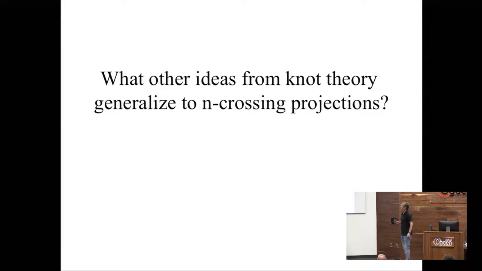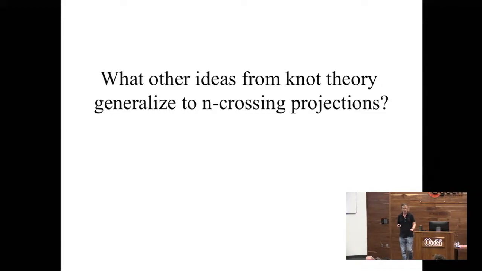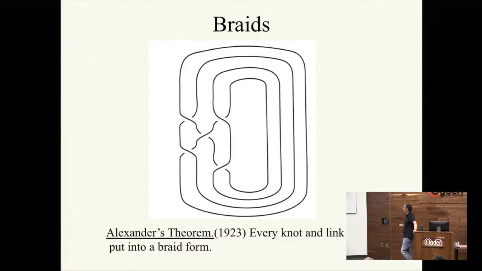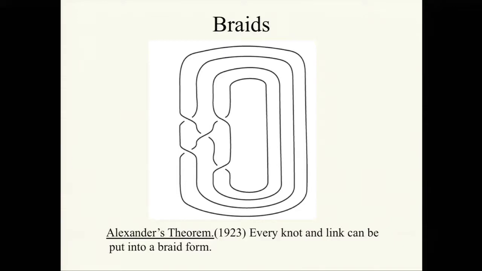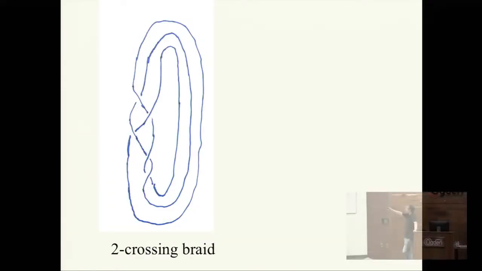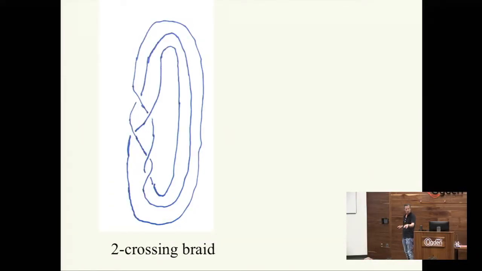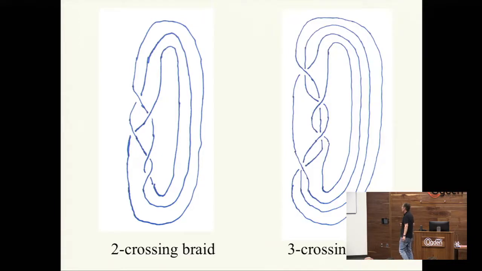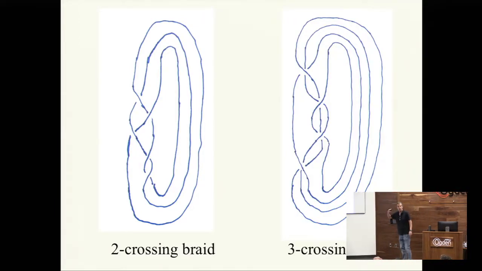What other ideas from knot theory generalize to these n-crossing projections? So here's one, braids. As I mentioned before, Alexander's theorem says every knot or link can be put into a braid form. And so here's a two-crossing braid, a braid with all two crossings. Well, you can also make three-crossing braids, a braid with all three crossings, okay?